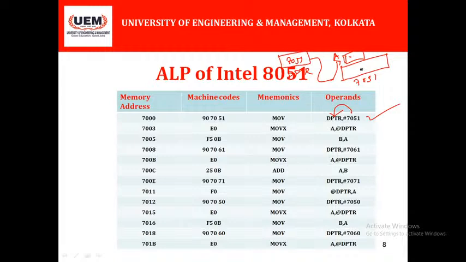So the value at the DPTR address will be transmitted to A. Suppose the value at 7051 is 01. Now this is transmitted to A, so A becomes 01. Now MOV B comma A. So the value of A will be transmitted to the B register. So B becomes 01. Next, MOV DPTR comma #7061.